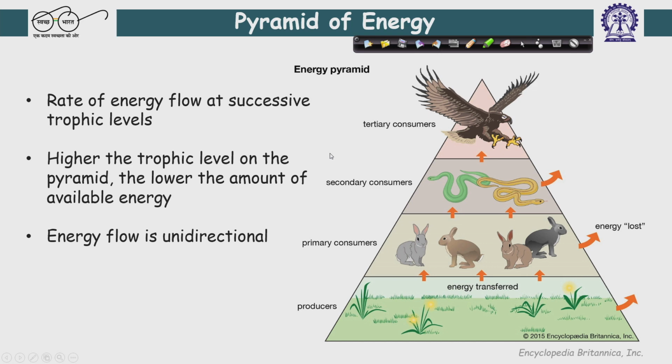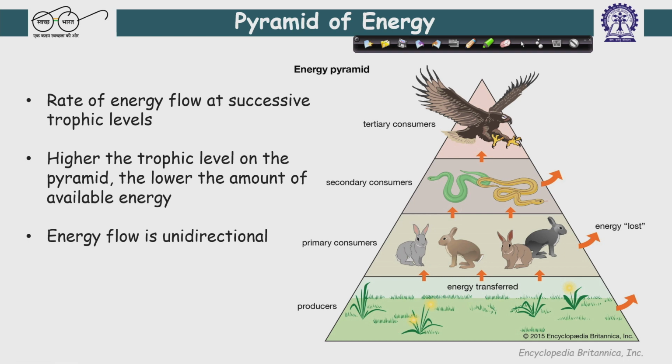Now, in terms of pyramid of energy, rate of energy flow at successive trophic level, the higher the trophic level on the pyramid, the lower the amount of available energy. So, energy flow is also unidirectional. It just goes in one direction, not in both directions.